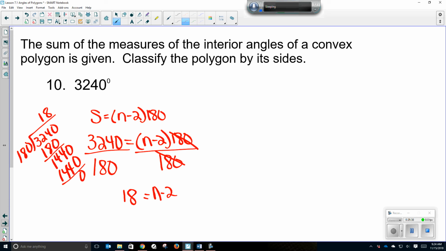So 18 is not the answer. It's not an 18-sided polygon. That's how many triangles we have. It's 20, right? 20-sided polygon.